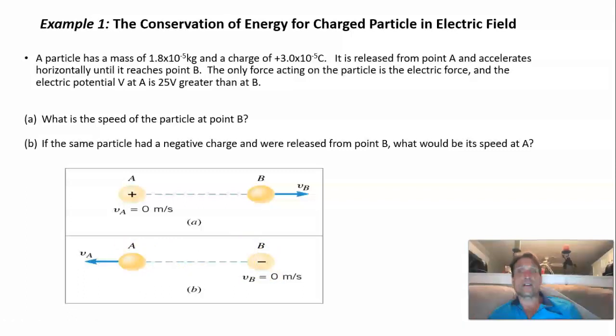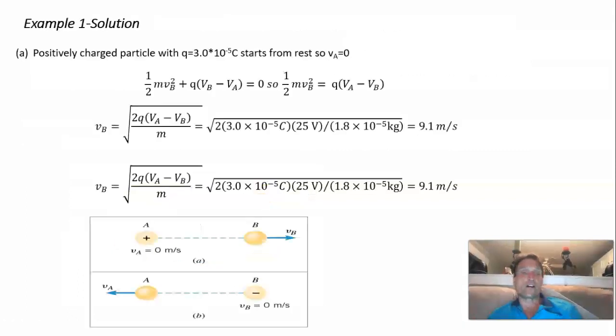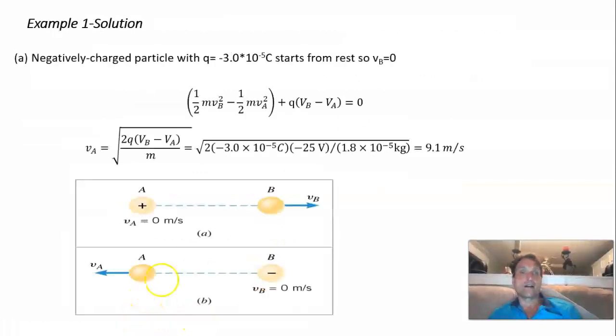So let's calculate, in this case, what the speed would be at point A. So in this case, again, we can write energy conservation, right? Change in kinetic plus the change in potential energy is 0. In this case, it's V_B that is 0 because it's starting at B with 0 speed, so that's 0.